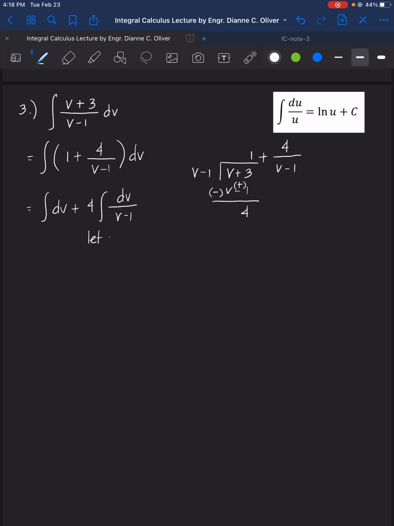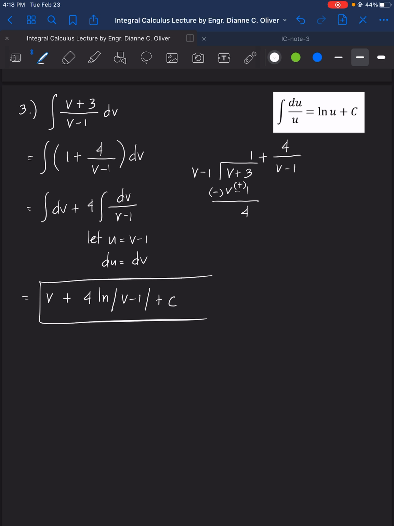Let u equal v - 1, du is equal to dv. If that happens, then we now have the integral of dv, which becomes v, plus 4 ln of u. The u here is v - 1, plus c. So this is now the answer.